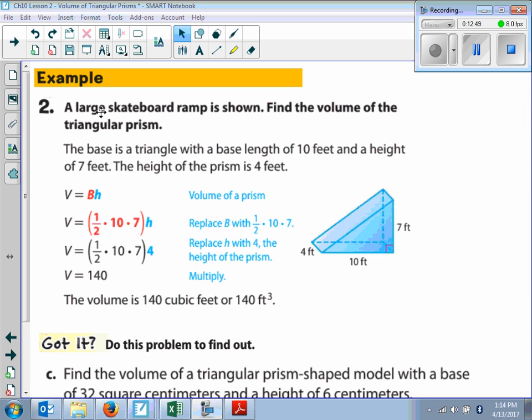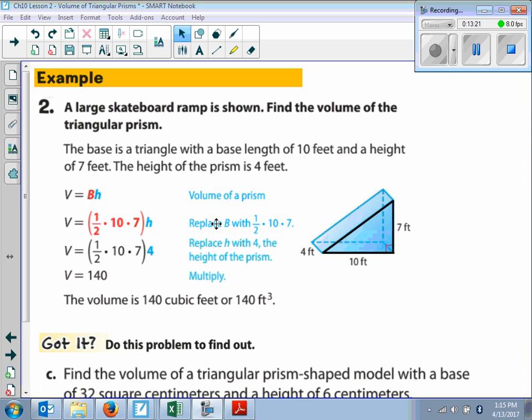All right, so for example 2, it says a large skateboard ramp is shown here. Find the volume of the triangular prism. Now this is just like what we just did in the previous example, okay? So we have the 1/2. So we're looking at this triangle right here. So there's our triangle, and 1/2 base times height. So the base is 10. The height of the triangular base is 7. So that's 1/2 times 10 times 7.